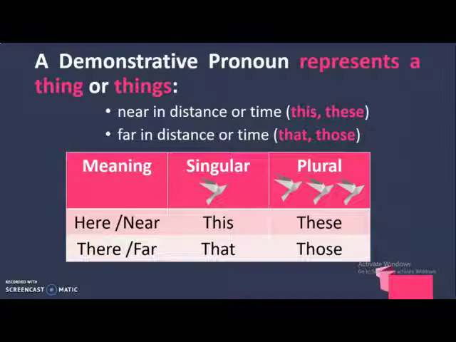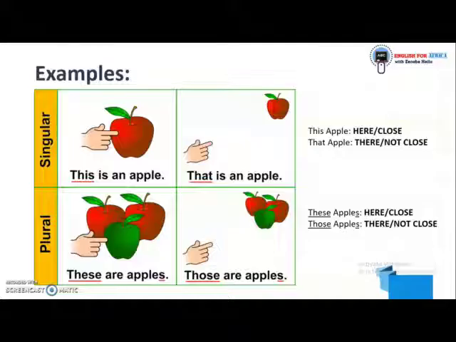So you have to use them based on the sentence you are writing or hearing, though they are used in this form. Let's have an example here. For example, this is an apple. This is an apple. So here, this apple refers to something that's close to us. That is an apple. That is an apple. So that is referring to something which is not close or something which is far.